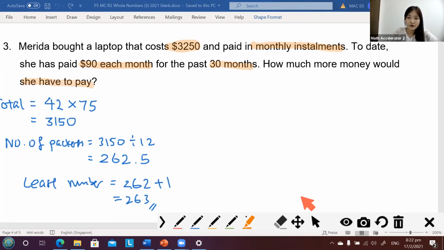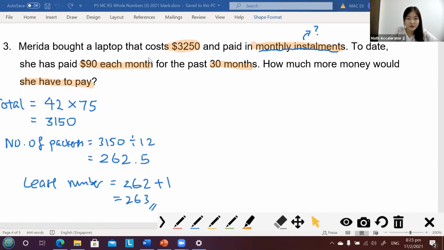Okay, first of all, do you know what installment means? You can type yes or no in the chat. Do you know what monthly installments mean? Yes, no? Okay, so some of you don't know.